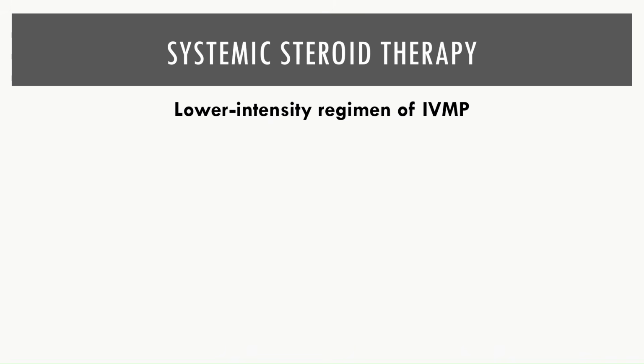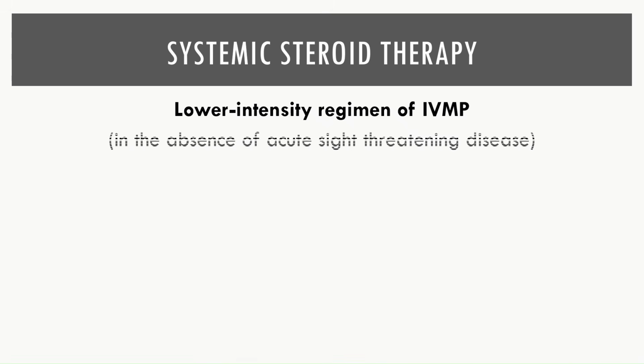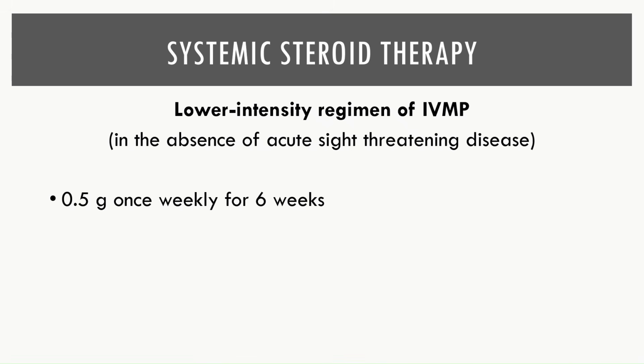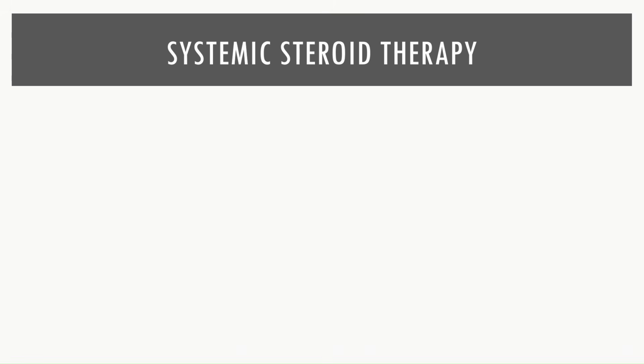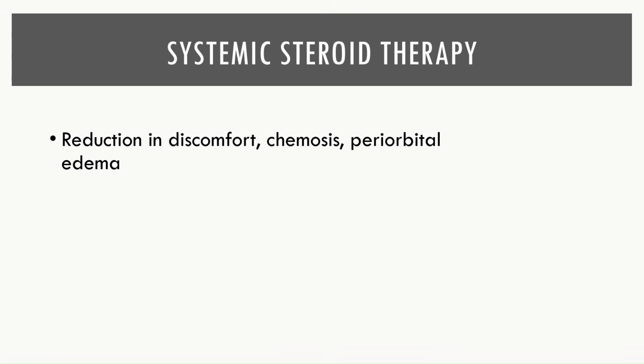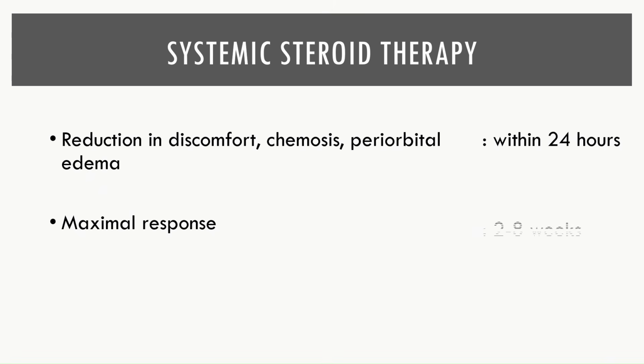A low-intensity regimen in the absence of acute sight-threatening disease is 0.5 gram once weekly for 6 weeks, followed by 0.25 gram once weekly for 6 weeks. A reduction in discomfort, chemosis, and periorbital edema usually occurs within 24 hours, with a maximal response within 2 to 8 weeks.